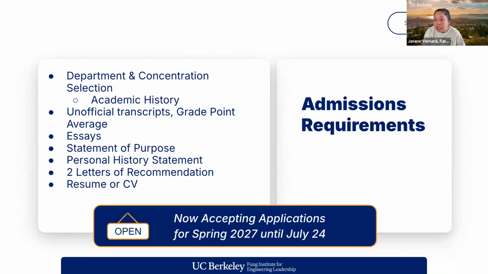Include your academic history, which includes your unofficial transcripts and grade point average. If your grade point average is not on the 4.0 scale, please make sure to attach a conversion. You can attach a document that shows the conversion from your GPA rubric to the 4.0 scale, and that would make it much easier for our reviewers to gauge that against the other applications we receive. You will also need to include two essays, the statement of purpose and the personal history statement.